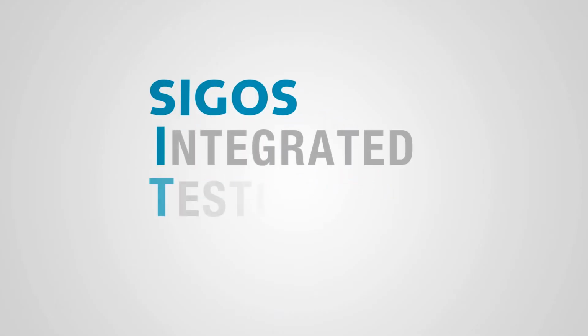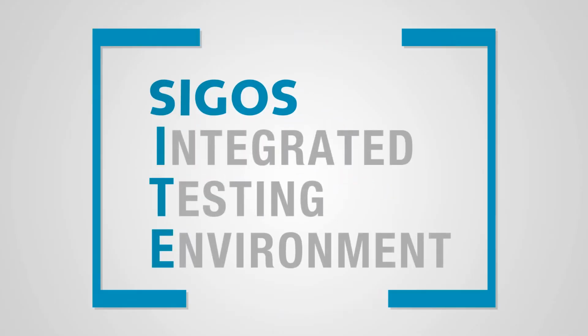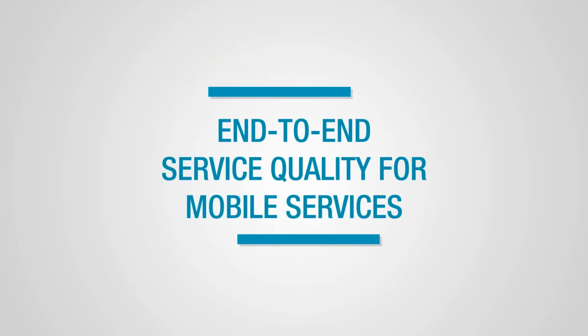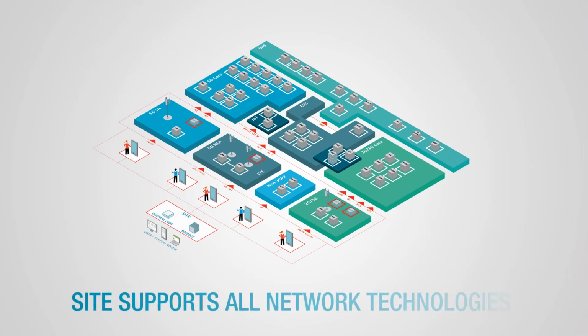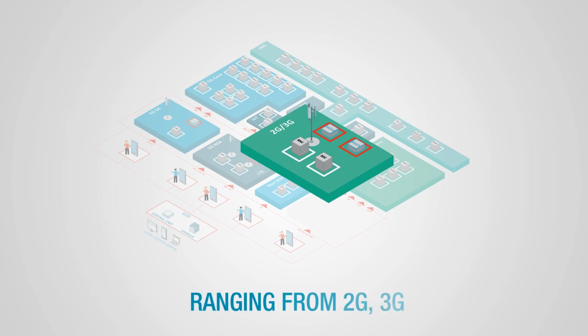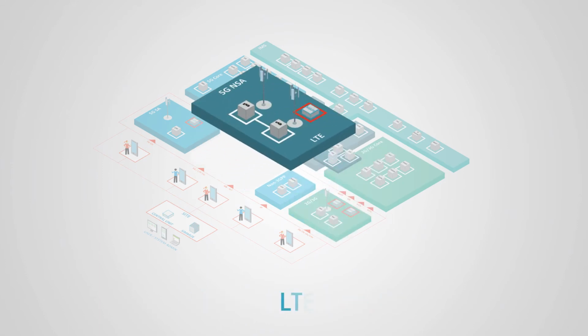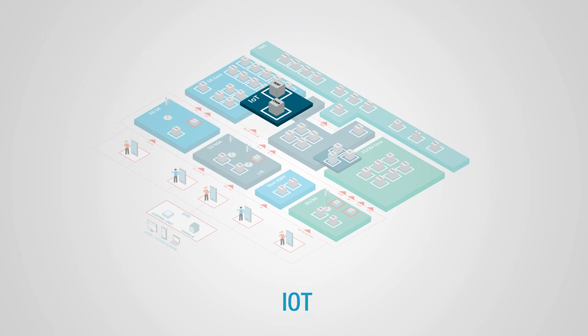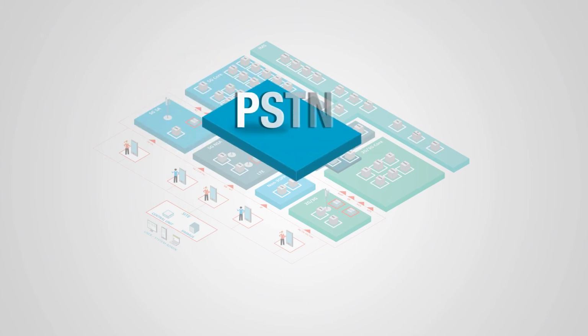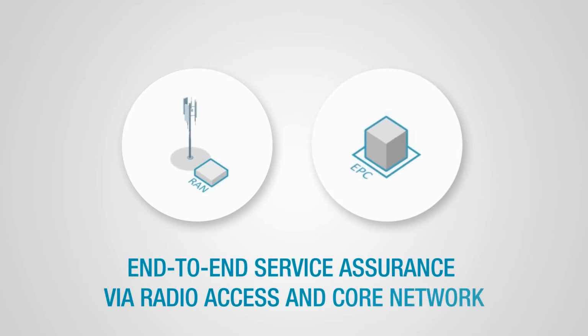SIGOS Integrated Testing Environment is an all-in-one active testing platform designed to ensure end-to-end service quality for mobile services. SITE supports all network technologies, both mobile and fixed, ranging from 2G, 3G, LTE, IoT, and 5G, to PSTN, ISDN, Wi-Fi, and LAN. It offers comprehensive end-to-end service assurance via radio access and core network.